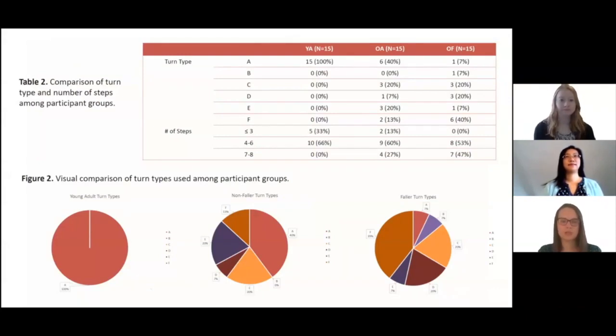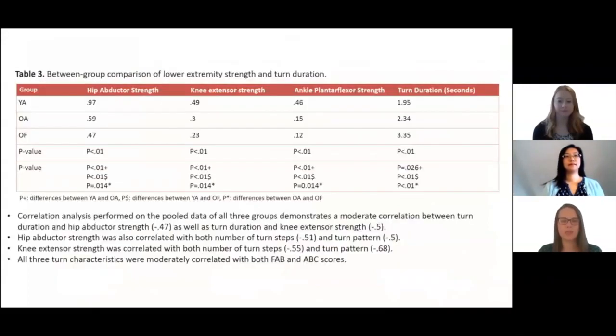As you can see in Figure 2, the young adult group relied exclusively on Pattern A, whereas the faller group had a large percentage of participants use Pattern F, the shuffling pattern. Table 3 illustrates the statistically significant strength deficits found in the older faller group as compared to both non-faller groups. Additionally, the faller group had the longest turn duration of the three groups and had the lowest overall standardized balance scores. Finally, using a correlation analysis, we identified a strong correlation between knee extensor strength and turn pattern, which may identify strength as a factor that contributes to decreased step length and utilization of Pattern F.